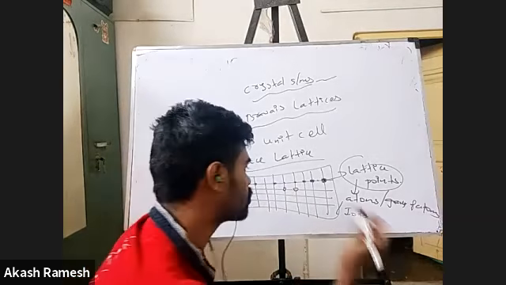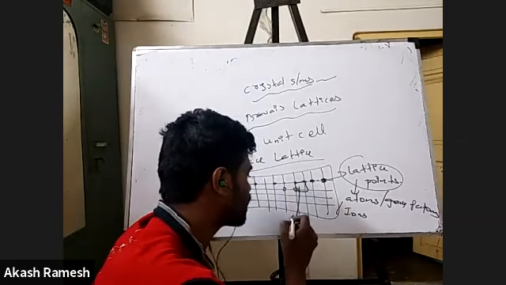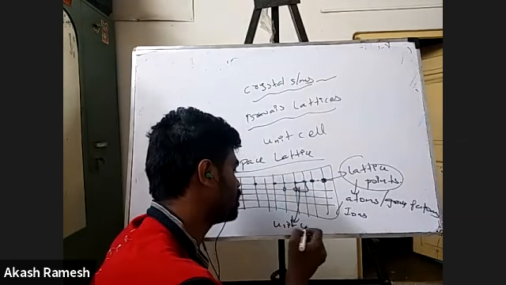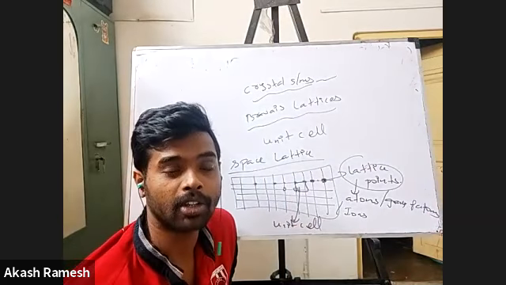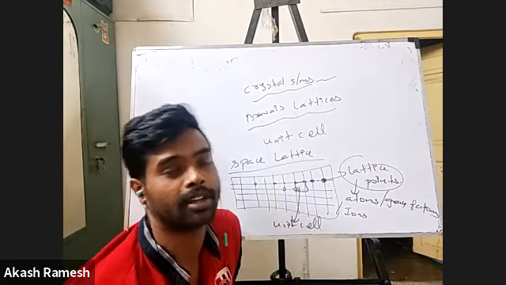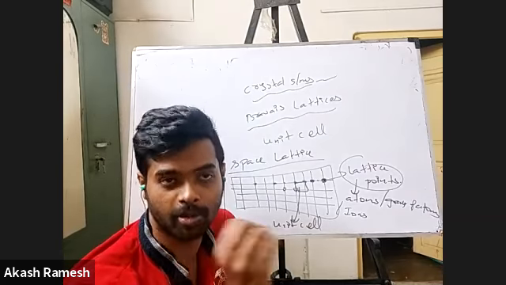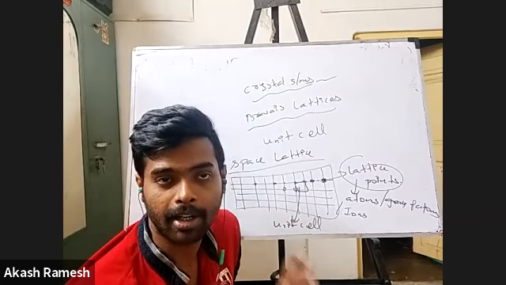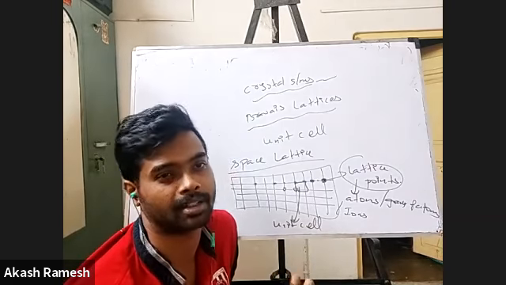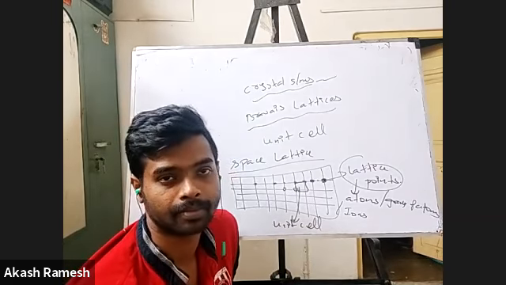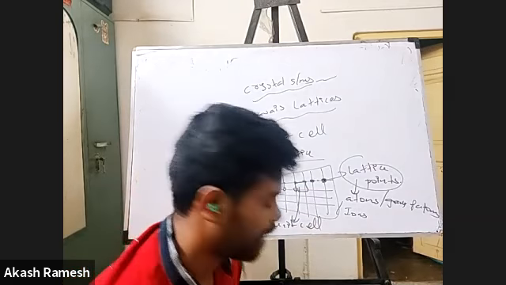That smallest portion you take is what is called your unit cell. Basically, the unit cell is the smallest part of the lattice which, when replicated in all three directions, will produce the entire space lattice. Okay, right, fine.